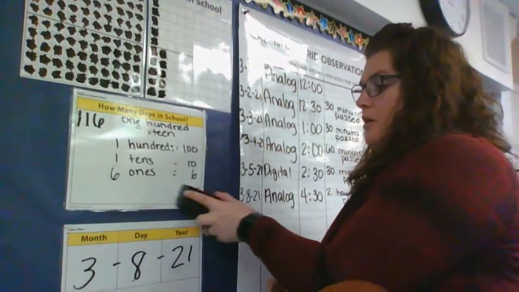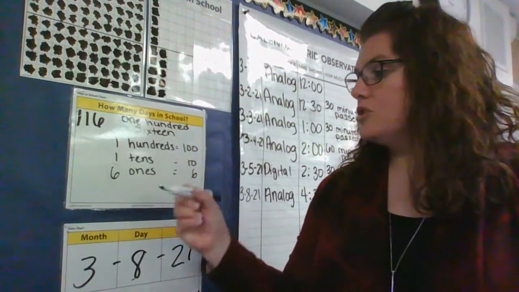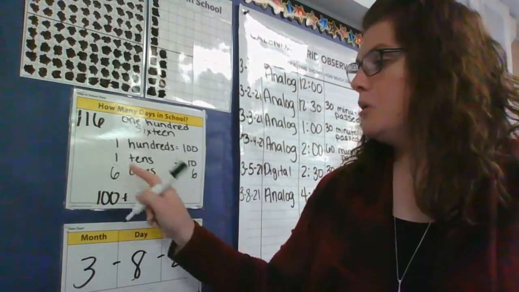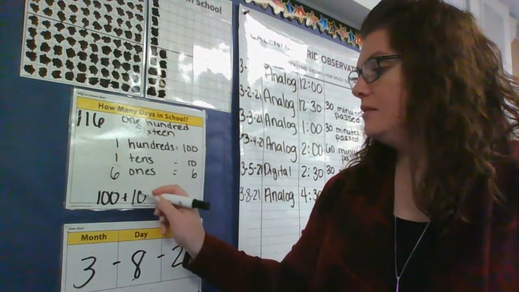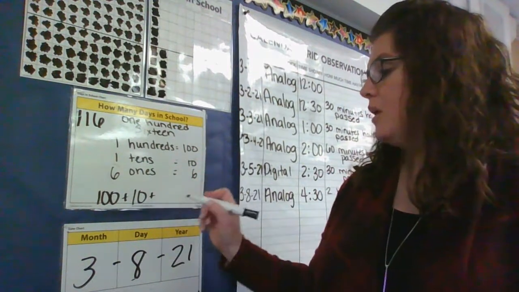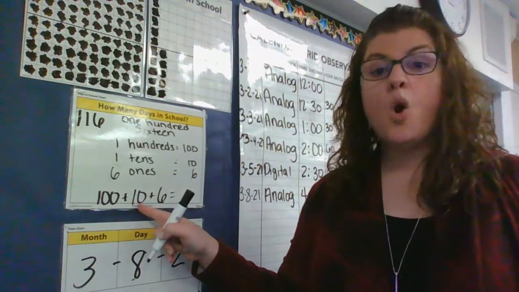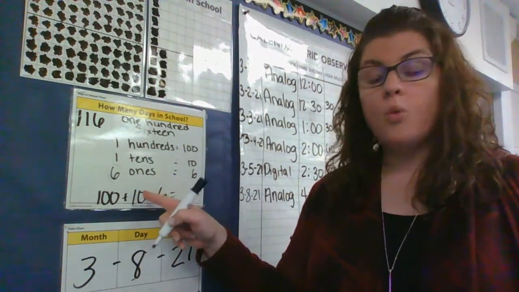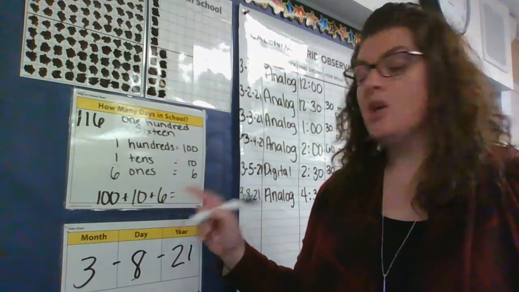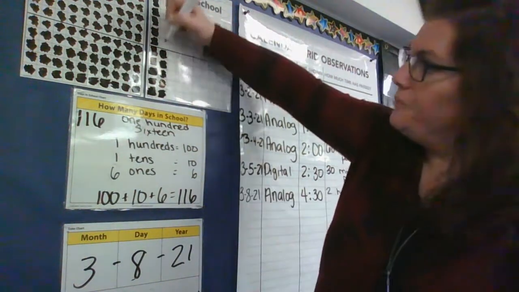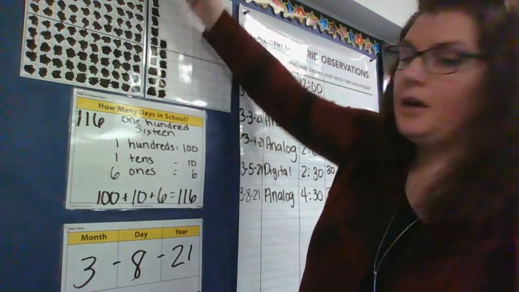So now let's write our equation and put it back together. We're going to add our hundreds, which is 100, plus our tens, so plus that 10, plus our ones, so plus 6. So 100 plus 10 gives us 110. 110 plus 6 gives us 116. Easy peasy, right? Let's color in another square.